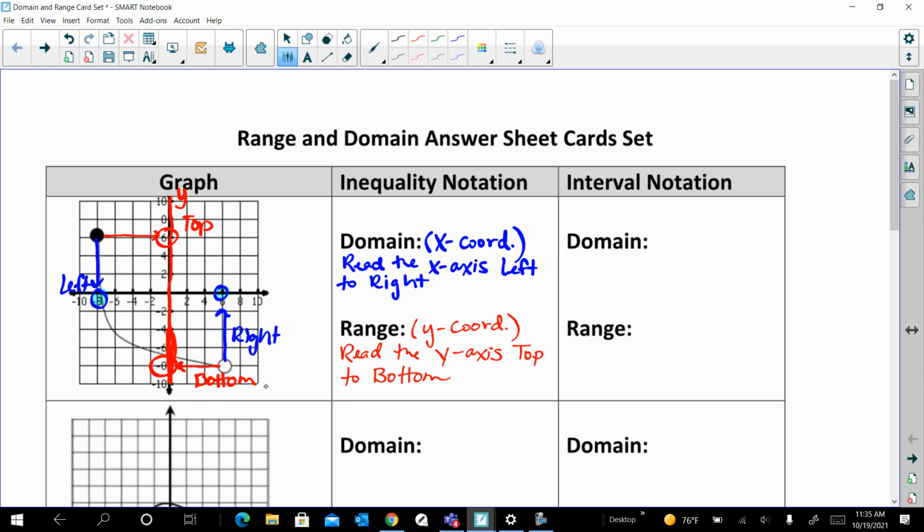So I'm just recapping what we're going to mark on our graph so you can get to your answers. All right, so let's pause right here so we can go to lunch, and then we'll come back and we'll finish these.